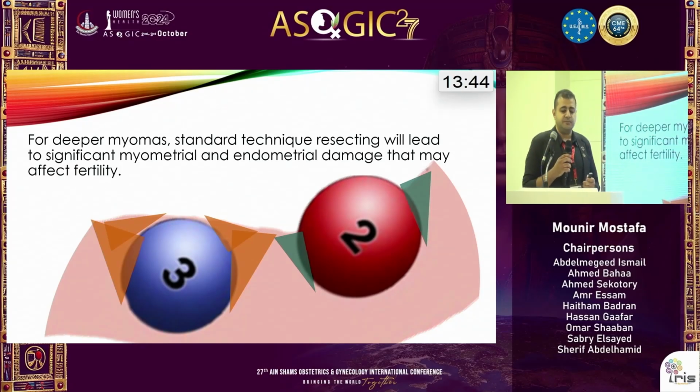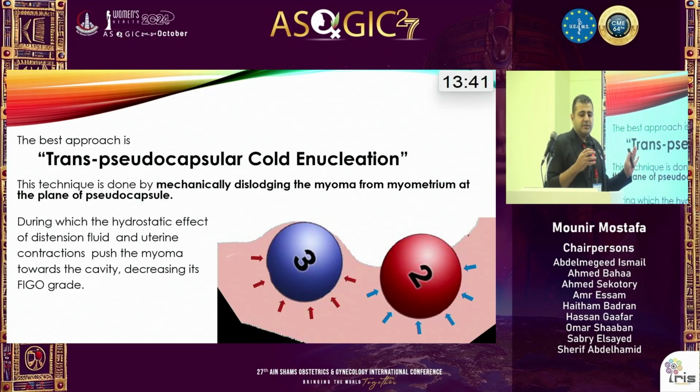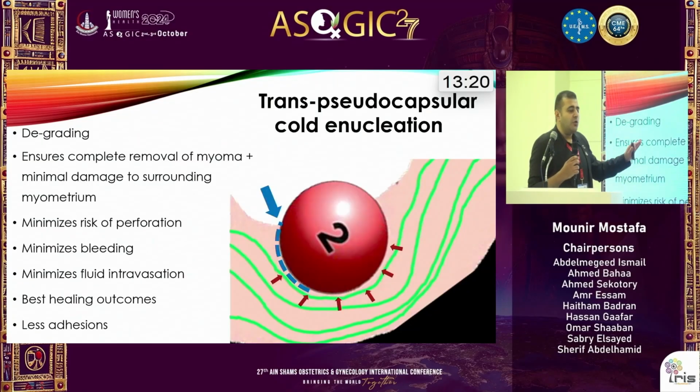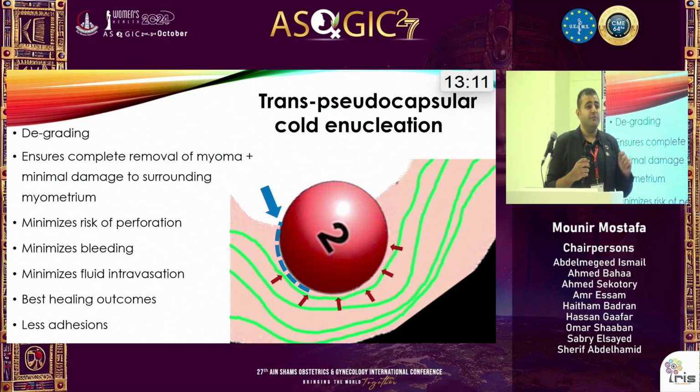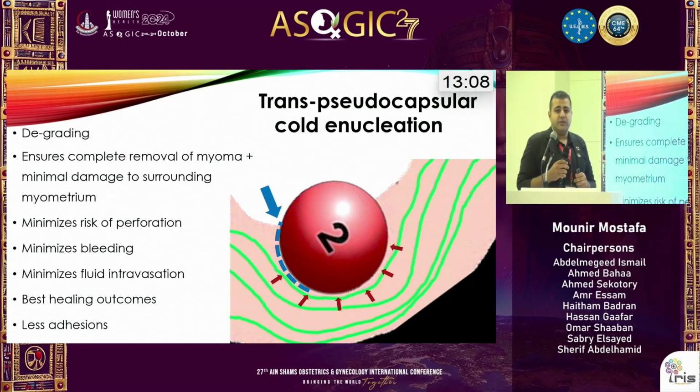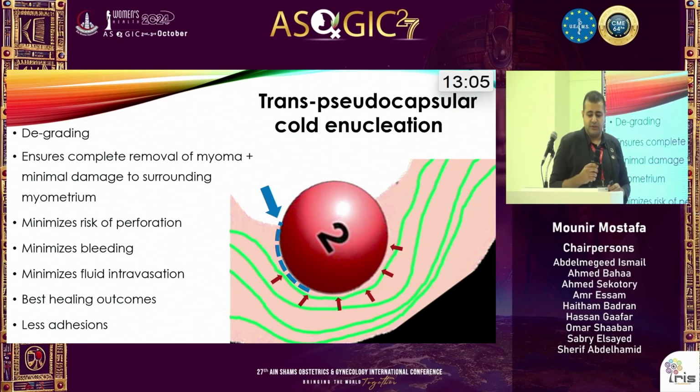So how to do this? We have to do something called transpseudocapsular cold enucleation. We have to do mechanical dislodging of the myoma out of the myometrium and push it towards the cavity using mechanical dissection, the hydrostatic effect of the distension fluid, and uterine contractions. During this procedure, we degrade the myoma from FIGO 3 to FIGO 2 to FIGO 1 up to FIGO 0. We ensure complete removal of the myoma with minimal damage of the myometrium. This minimizes the risk of perforation, bleeding, and fluid intravasation. It also has the best healing outcomes with less adhesions.